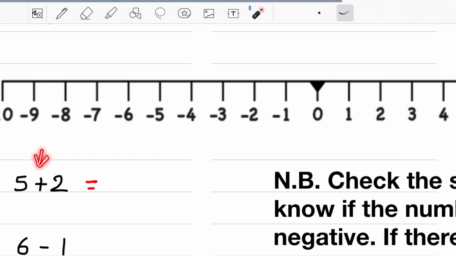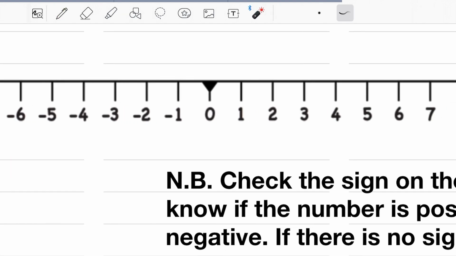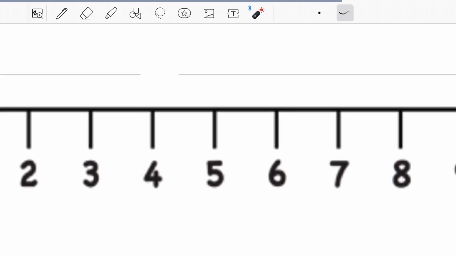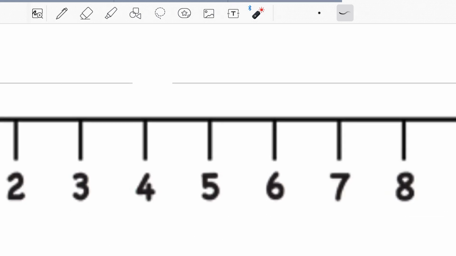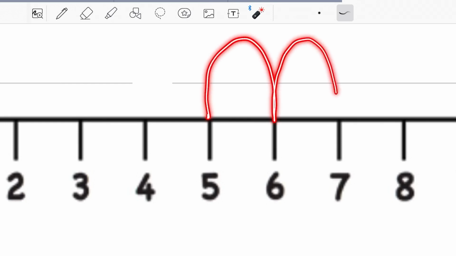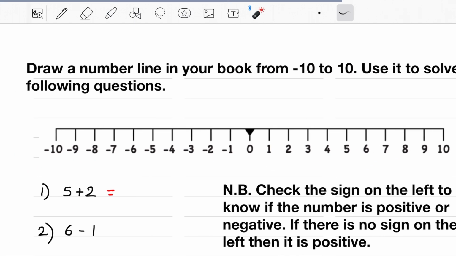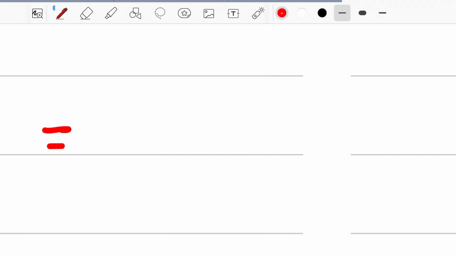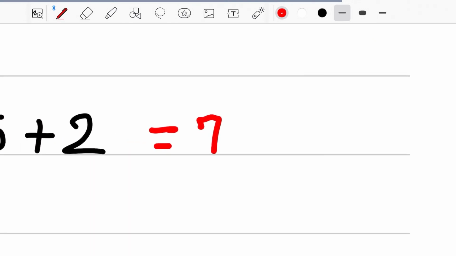Plus indicates that we are going to the right, and 2 indicates that we are moving 2 spaces to the right. So 5 is where we're starting, and we're moving 1, 2 spaces, and that's it. We end up at 7. So working on our number line shows that 5 plus 2 is equal to 7. And that's our answer.